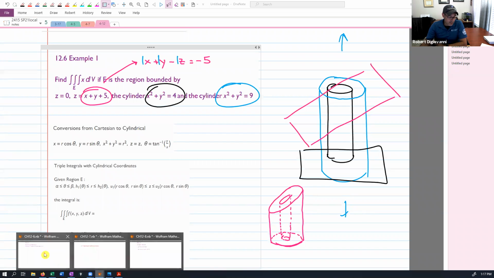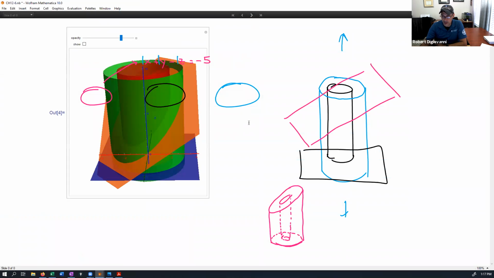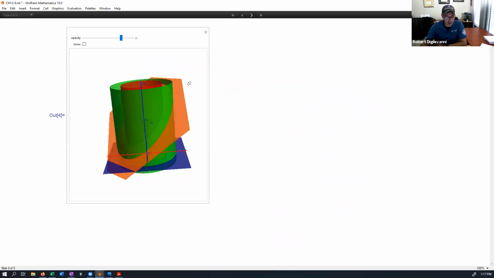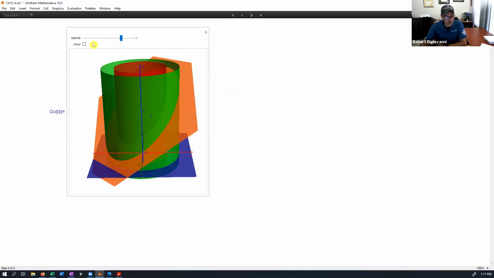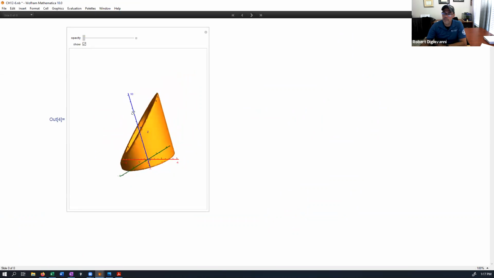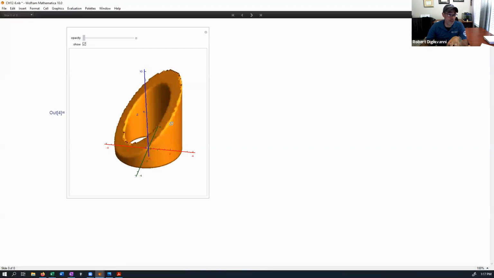Now, of course, I can have the computer do this for me, and the computer will do a much better job than I can. Let me clear that out. So here's the plane and the two cylinders and the ground. There it all is. Let me show you the solid, and I'll get all the surfaces out of there. There it is. So remember, this is the solid we're integrating over.